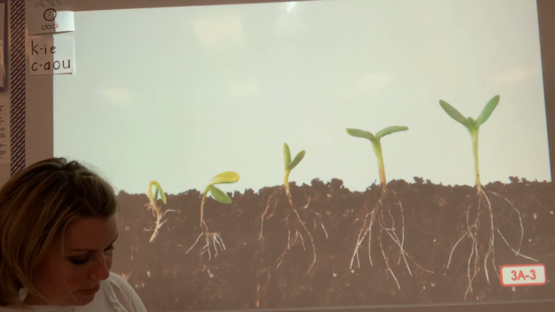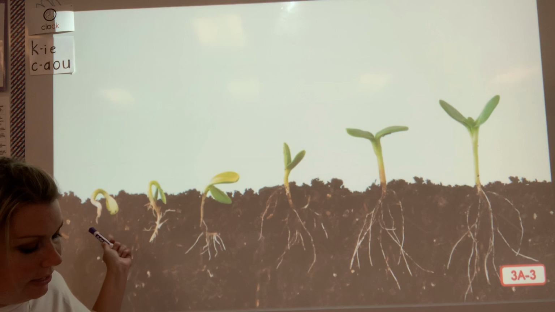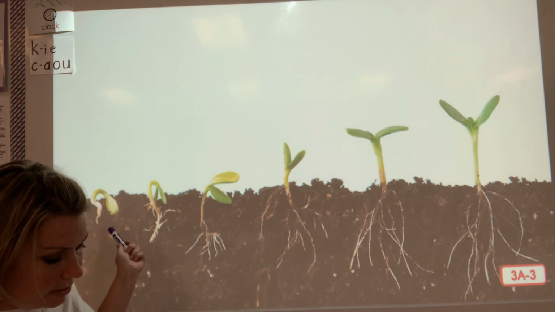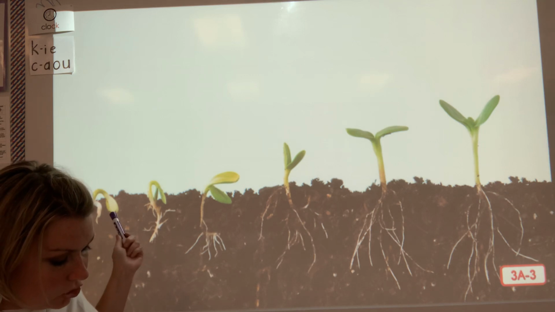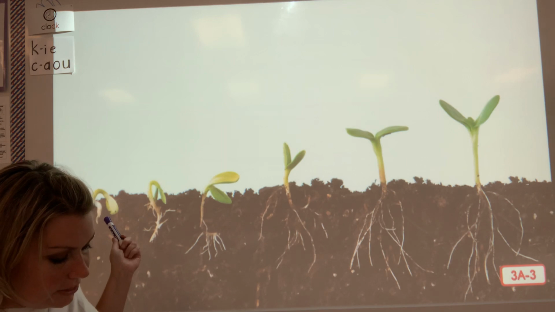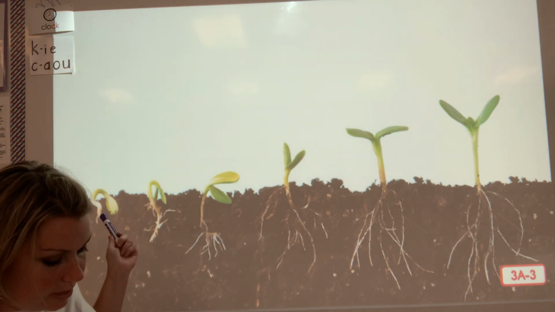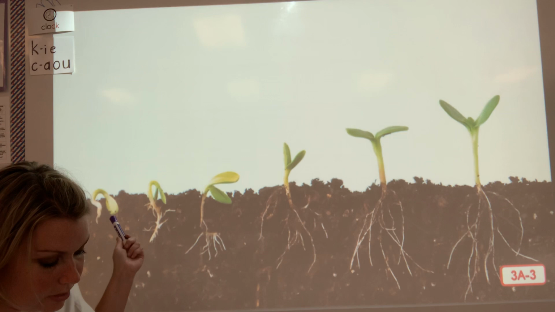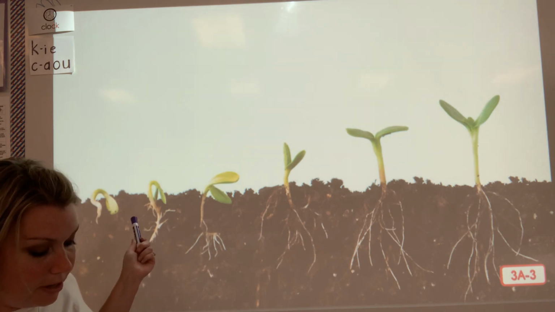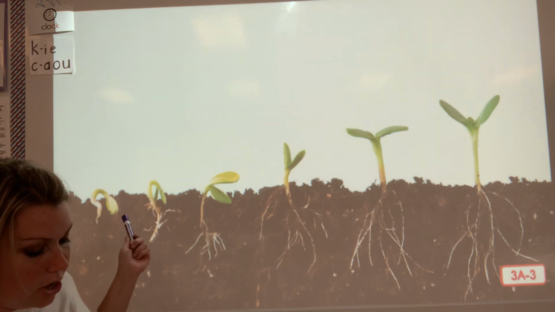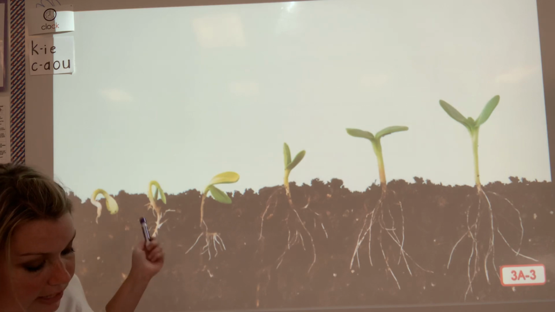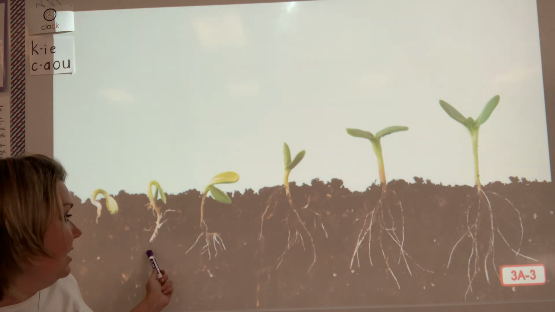The very first picture shows a newly germinated seed that is just beginning to sprout. Germination begins when the seed gets just the right amount of light from the sun, water, and nutrients. This causes the seed to open and the seedling to poke through the soil. If you look very carefully at the first picture, you can see that the new plant is just starting to grow its first root.